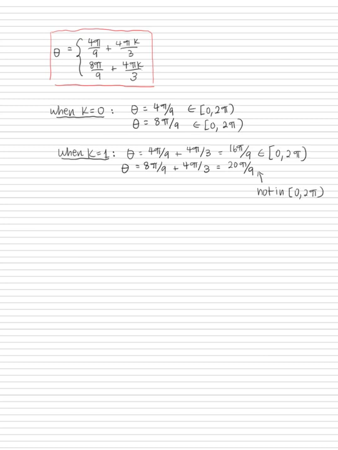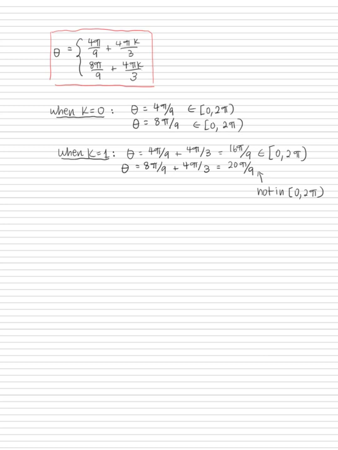So that means if I increase the value of k, then none of those angles are going to be between 0 to 2 pi, because when k equals 1, another angle theta went overboard. Already overboard, meaning went over 2 pi.